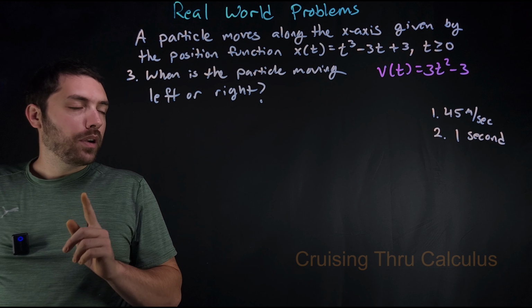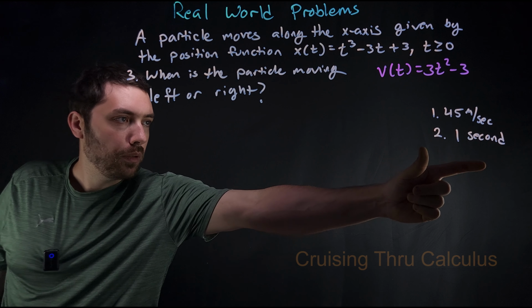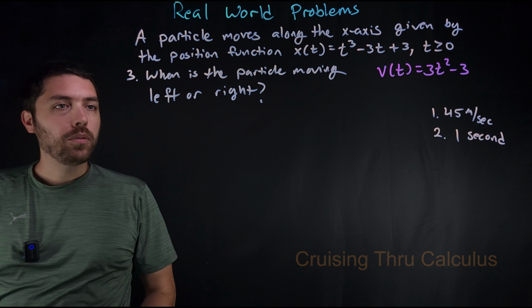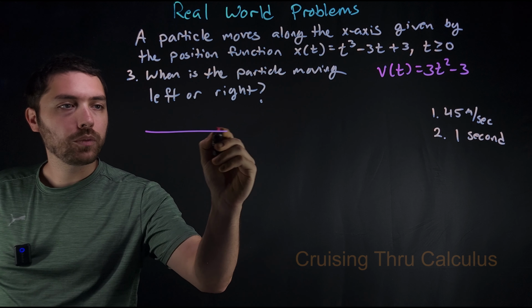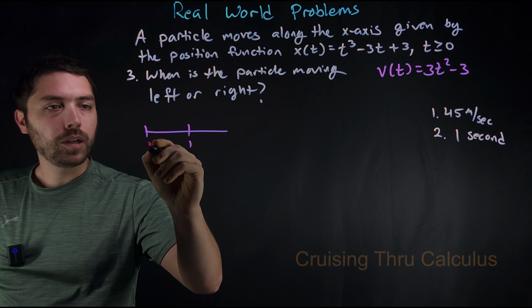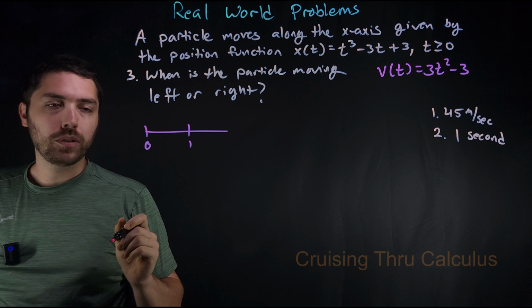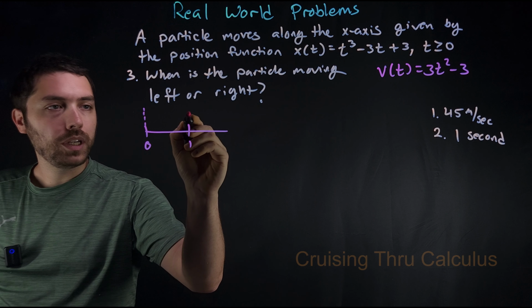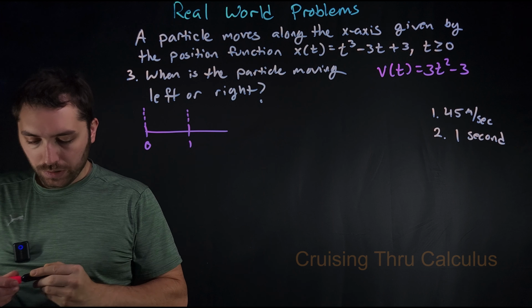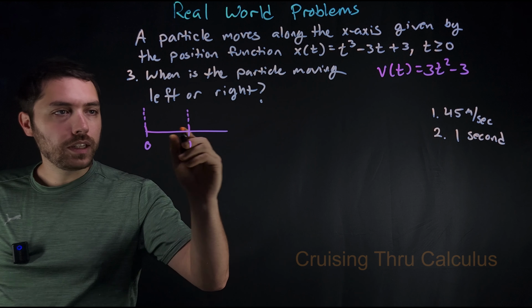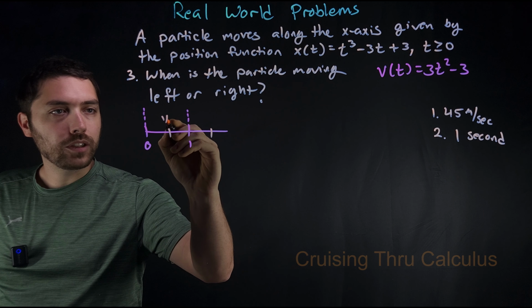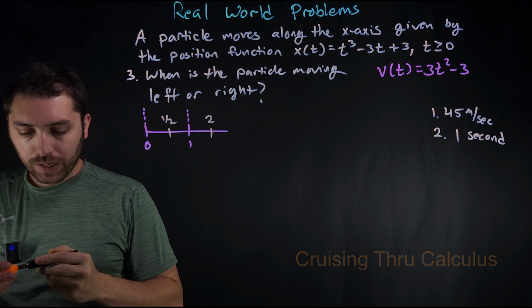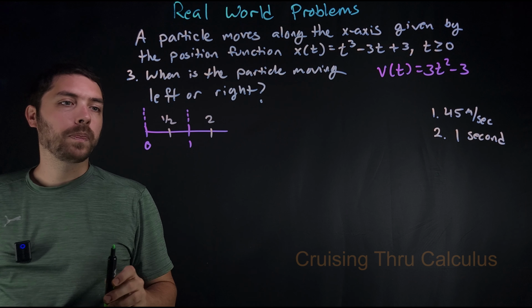Now luckily we did figure out when the velocity was at rest, it was at 1 second. So what we're going to do is draw a number line, and we're going to put 1 second on here. I'm also going to include 0 because t is greater than or equal to 0. And then we're going to pick a couple of test numbers that are around here. We're going to plug them into the velocity equation, and we're going to see what kind of answers we get. Do we get positive answers or negative answers?